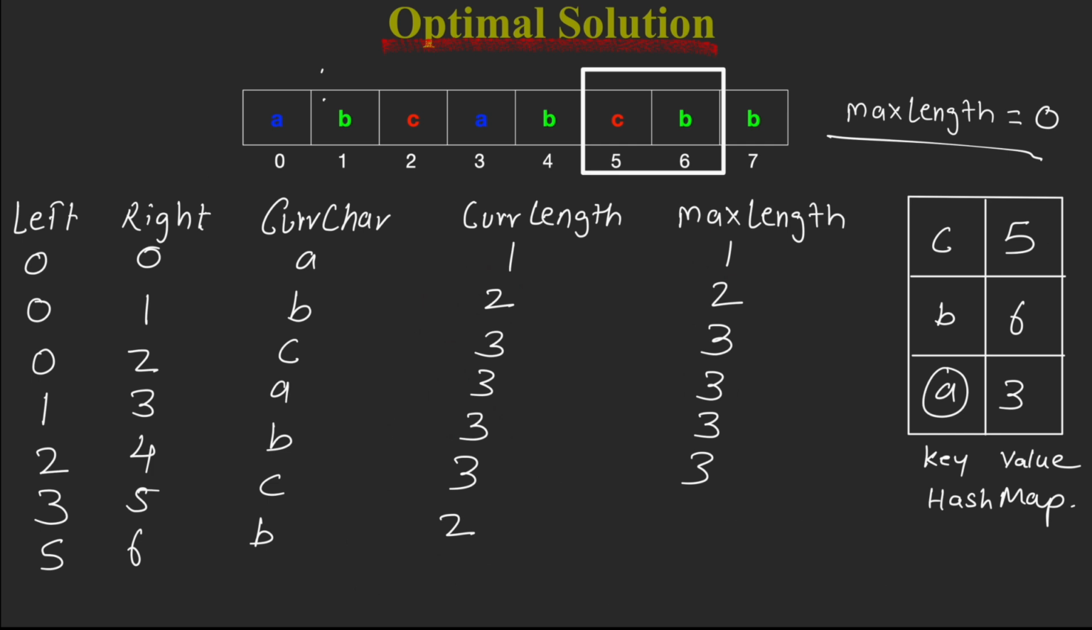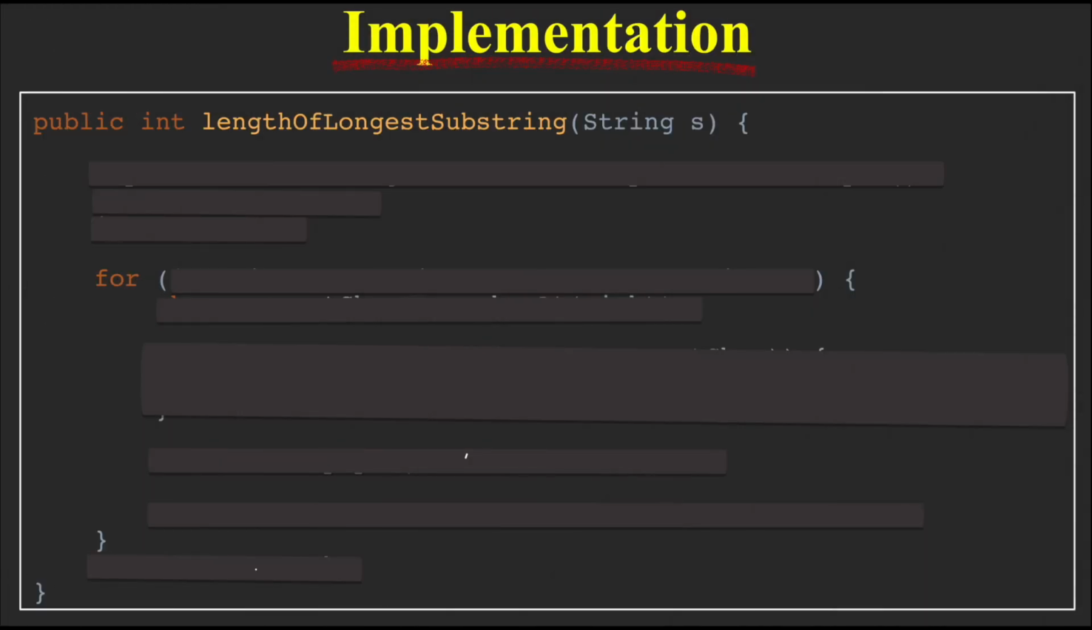Max length remains 3. We have iterated through the entire string. Our final max length is 3, which is the correct answer for ABC, ABC, BB. The longest substring without repeating characters is ABC. Now, let's look at the Java code implementation. Let's walk through the code.